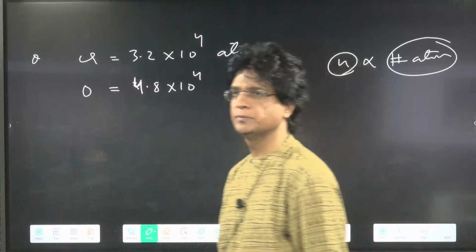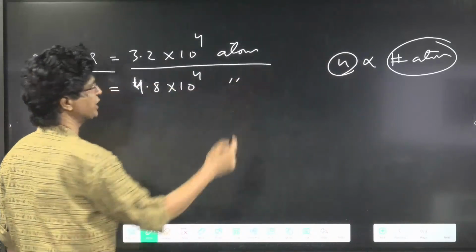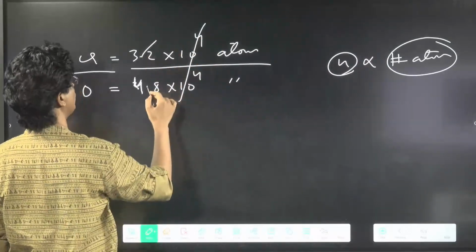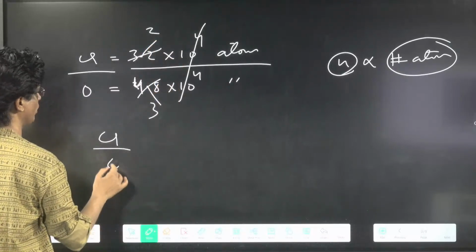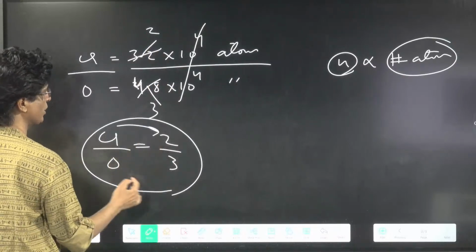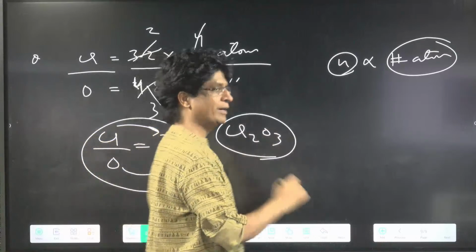Yes or no? So take the ratio directly. It's the ratio of atoms. So this will go 3.2, 4.8, 16, 2 and 16, 3. So Cr and O ratio is 2:3. So chromium has got 2 atoms, oxygen got 3 atoms. It will be Cr2O3. Are you getting it, beta?